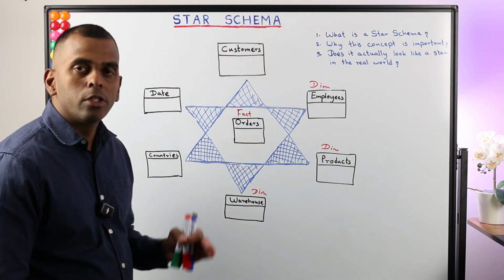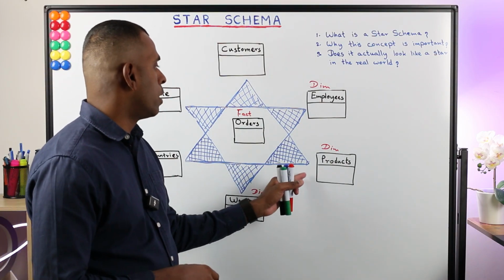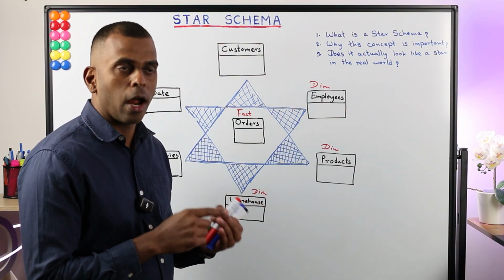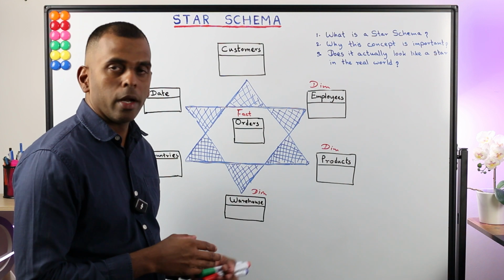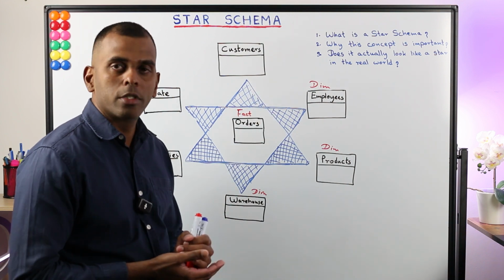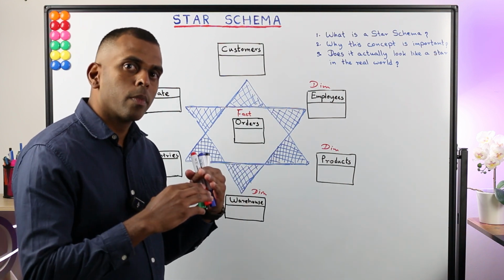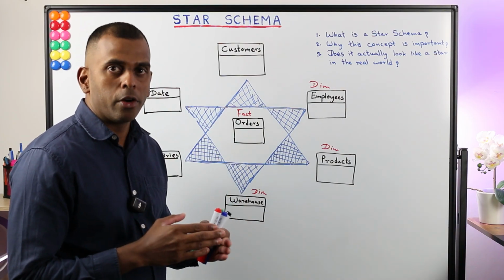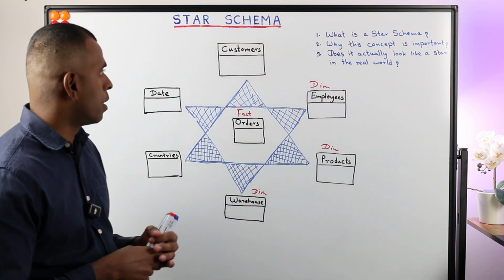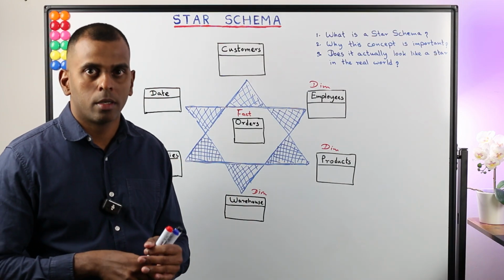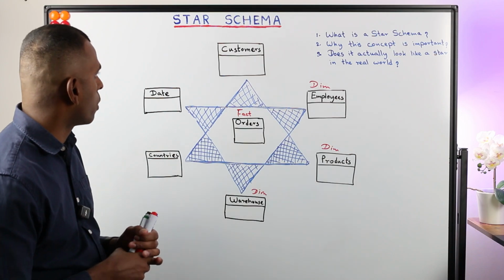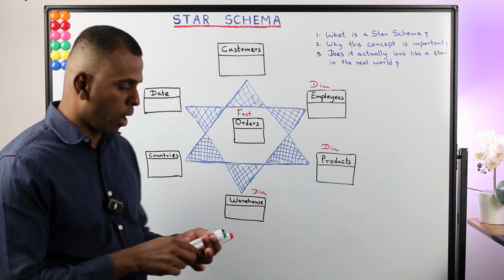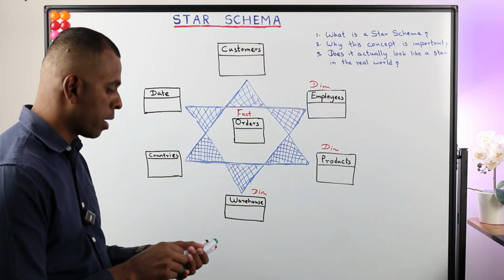In these dimension tables, let's say the product table, it has the product ID, product category, product name and product price, like that. In the employees table there's an employee ID, employee name, email address, phone number, and which department they are working in, etc. Each of these dimension tables has a unique ID, which is called a primary key.